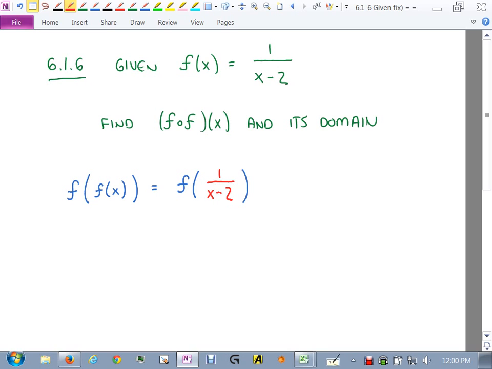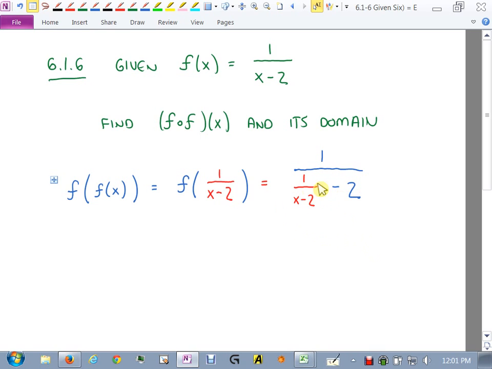But then I'm going to take 1 over x minus 2 and plug it into f. So I'm going to be replacing this x with 1 over x minus 2. So this next line is going to look like this. 1 over what? 1 over x minus 2, but then minus 2. See how that worked? That's what happens when you take 1 over x minus 2 and plug it into 1 over x minus 2. You see what you get.